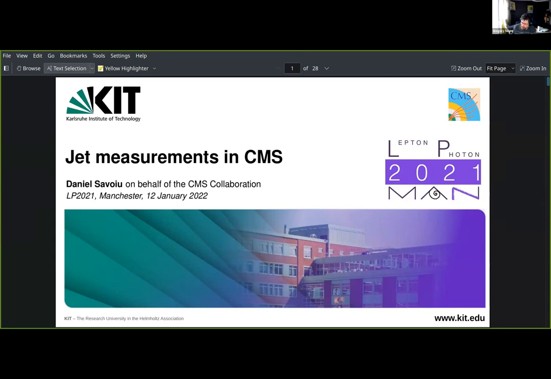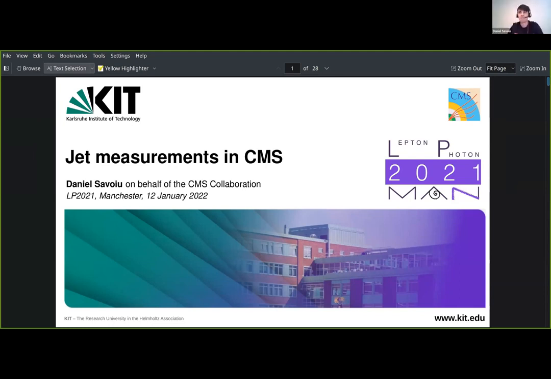So it's almost, I think, time to start. I'll try to keep the timing so people can easily move from one session to another. So the first talk is by Daniel about jet measurement in CMS. So thanks in advance, Daniel, and I'll let you speak.